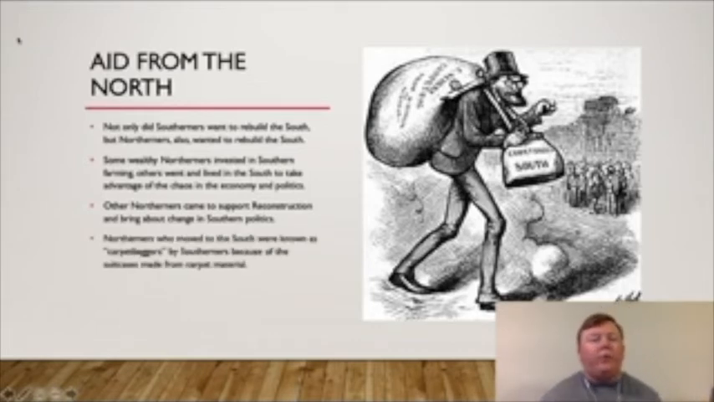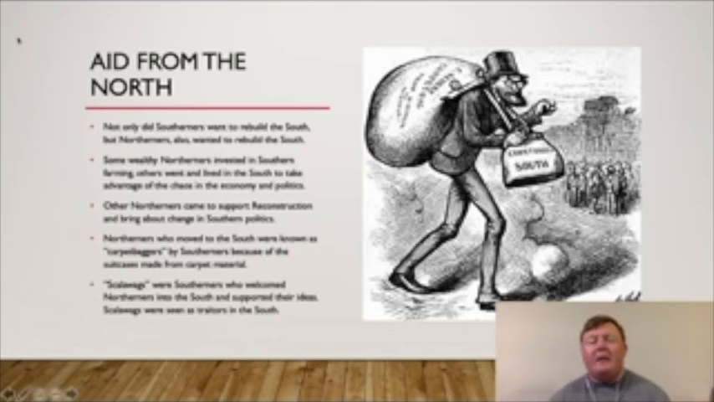So these Northerners who moved to the South were known as carpetbaggers. This political cartoon here to the right kind of shows one of those. They were called carpetbaggers by Southerners just because of the suitcases that were made from carpet material. Okay, so that was apparently the thing back in the day, and they were known as carpetbaggers.